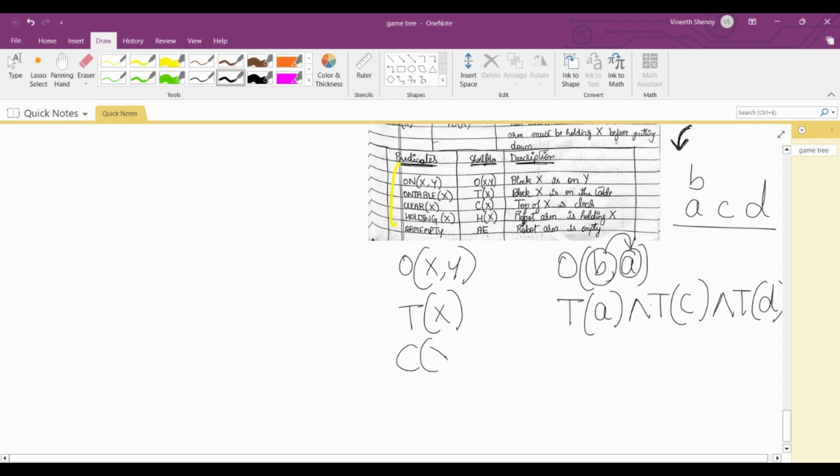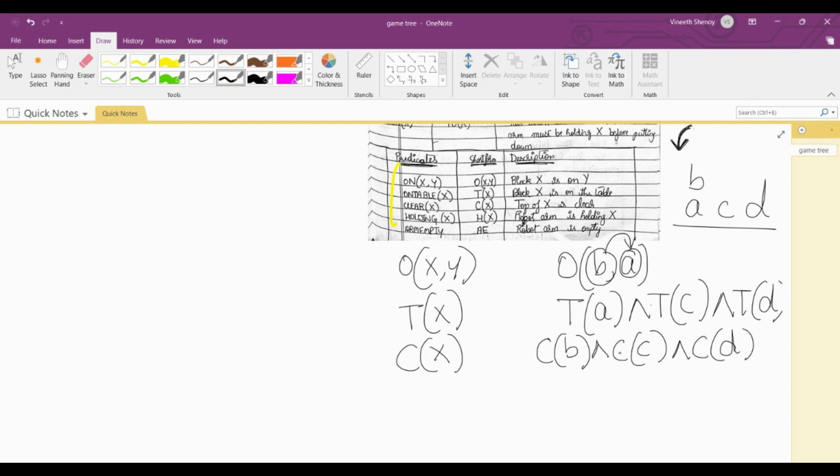Then we have clear, that is C of x. Only a single variable can stay in it. So C of x means clear of x. That means the top of that block is empty or clear. In this case, we have three examples, B, C, D. We can say the top of B is clear, there's nothing on top of B, and top of C is clear, and top of D is clear. So three blocks are clear on the top. So we define it as C of x.